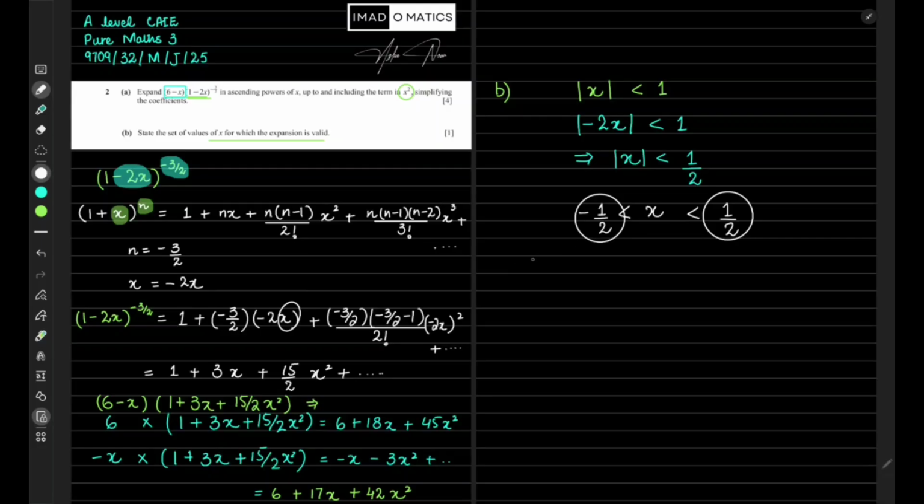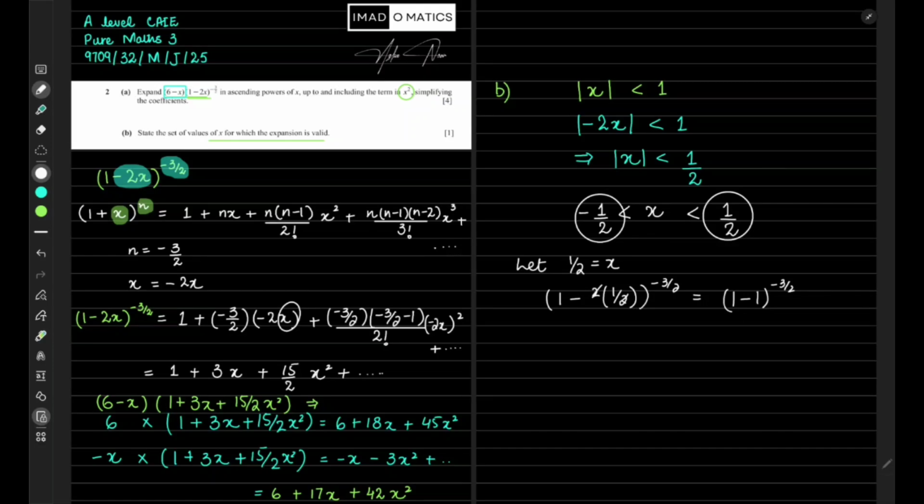So let's take 1 over 2. If you take x equals 1 over 2, then what happens in the expansion? You get 1 minus 2 times 1 over 2, to the power minus 3 over 2, that gives you 1 minus 1, which is 0, so 1 minus 1 to the power minus 3 over 2.